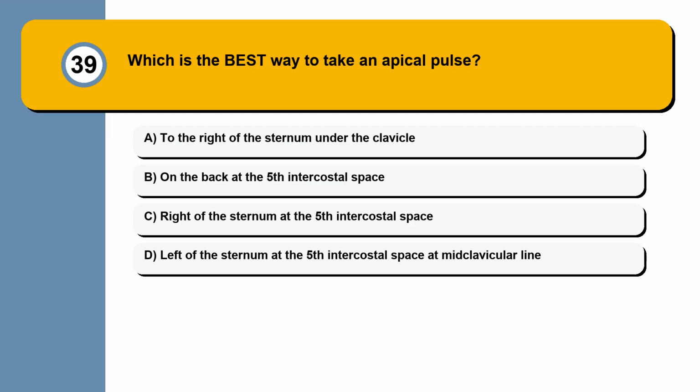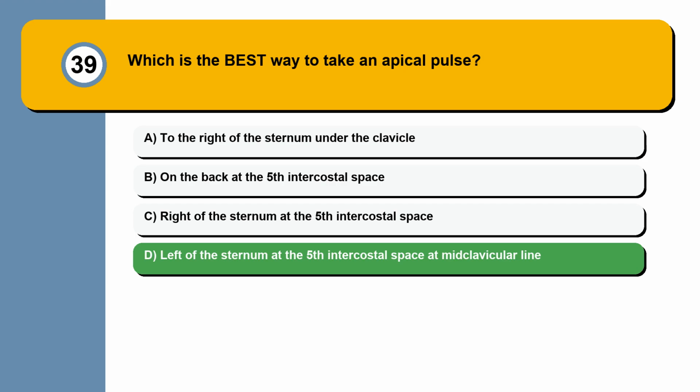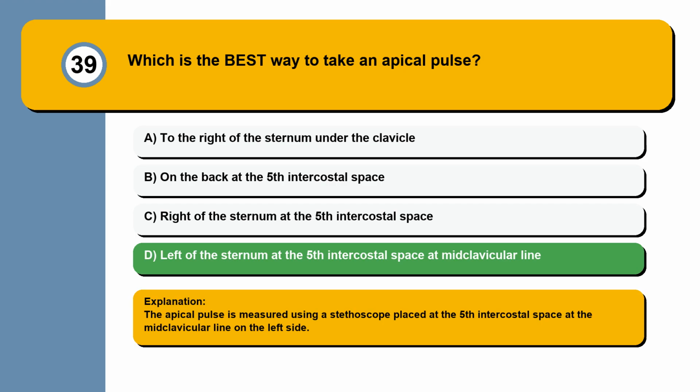Question 39. Which is the best way to take an apical pulse? To the right of the sternum under the clavicle. On the back at the 5th intercostal space. Right of the sternum at the 5th intercostal space. Left of the sternum at the 5th intercostal space at midclavicular line. The apical pulse is measured using a stethoscope placed at the 5th intercostal space at the midclavicular line on the left side.